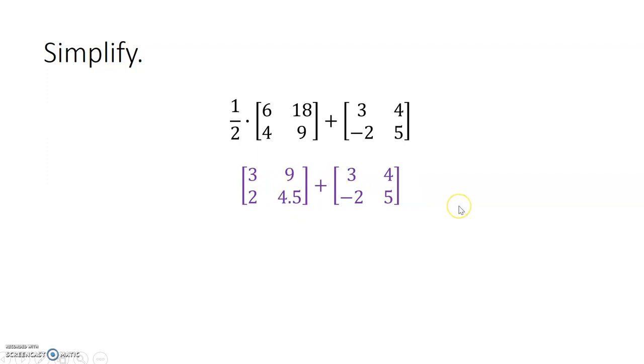I like bringing it down just to make sure that I don't forget to do something. Then I'm going to add the numbers in corresponding positions. Keep in mind, we're able to do that addition, and the last time the subtraction, because the two matrices were the same dimensions. So here I'm adding together the 3 and 3 to get 6, 9 and 4 gives me 13, 2 and -2 gives me 0, and then 4.5 and 5 will give me 9.5.